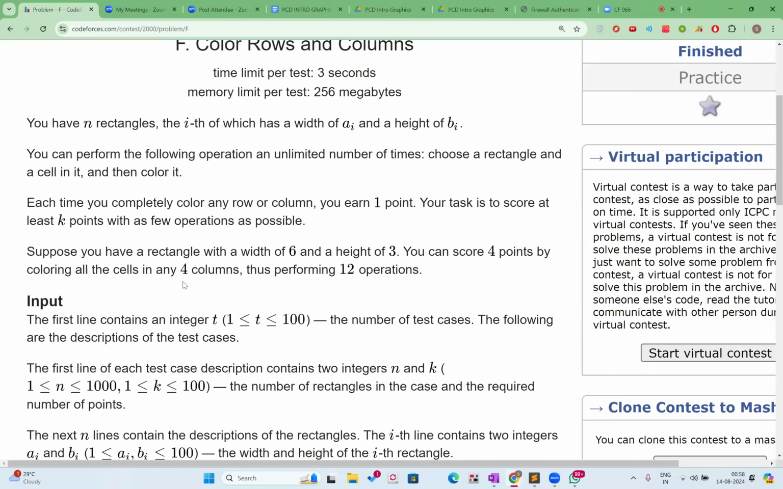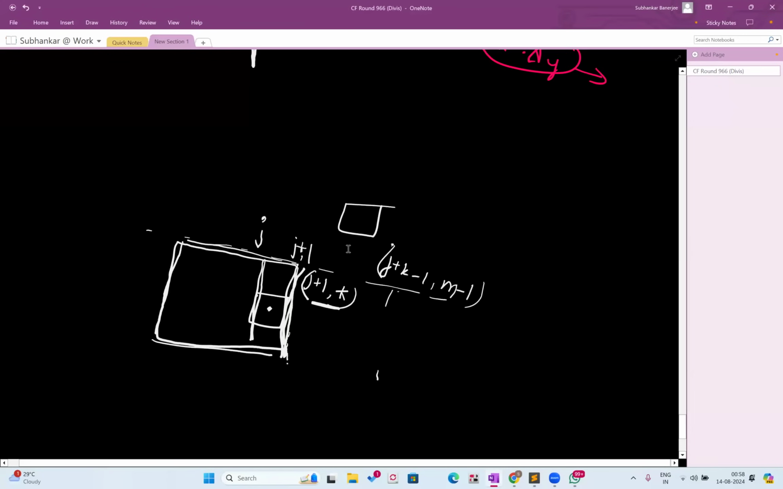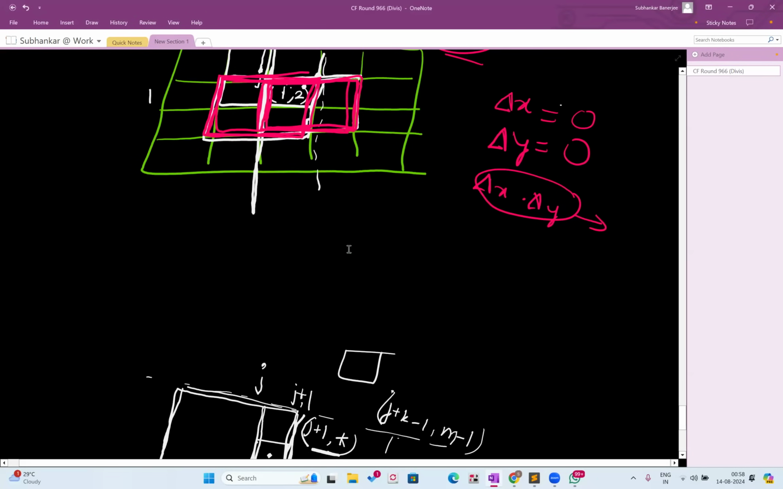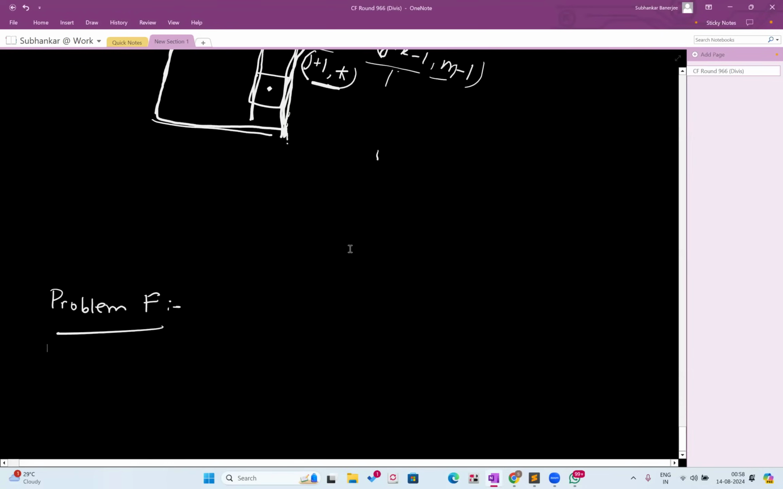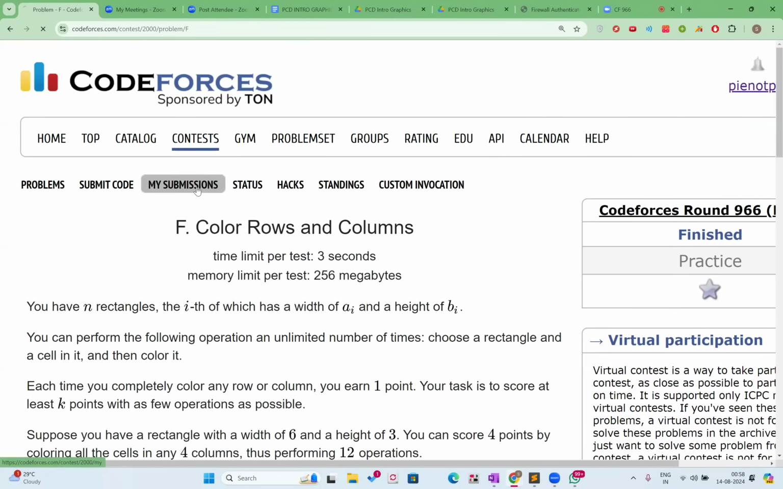Okay, so everyone was clear with the previous problem? Yes. Okay, so the time complexity also I should discuss. For the previous problem I'll just discuss quickly. Just open up the code.